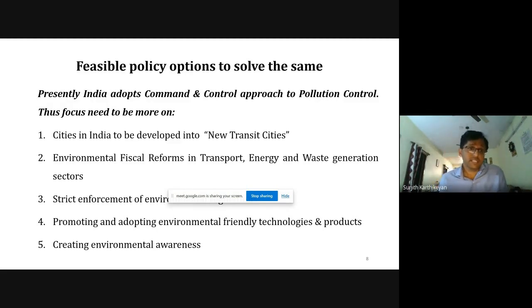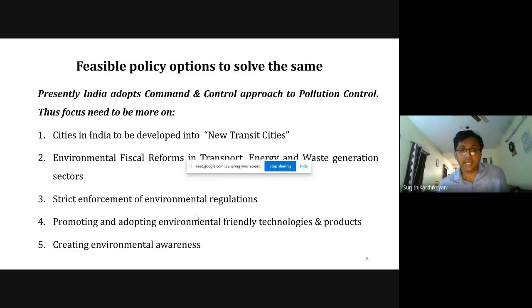So the focus needs to be that India needs to be developed into a transit city. Second option could be environmental fiscal reform in transport, energy, and waste generation sectors. Third policy could be strict enforcement of environmental regulations. Fourth could be promoting and adopting environment friendly technologies and products. And fifth, creating environmental awareness. So we will see each of these policy options, whether it is implementable in India. Next slide, we will go to what is a transit city.